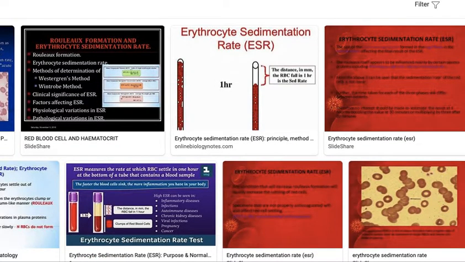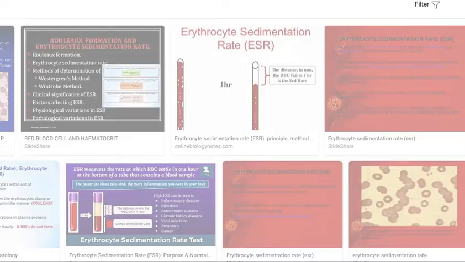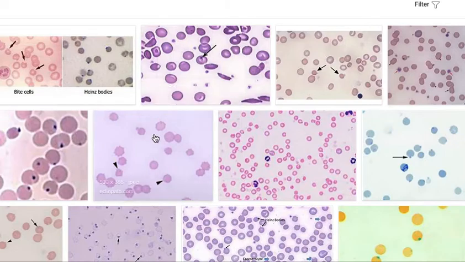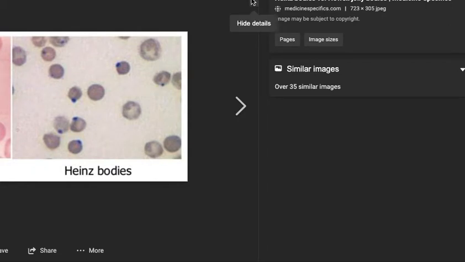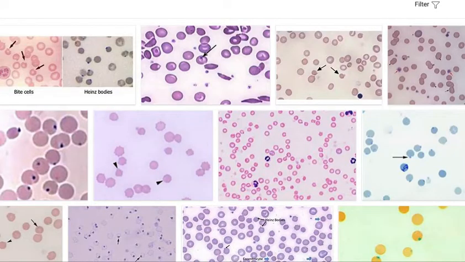Okay. So there is something called Heinz bodies. Yes, this one. You can see Heinz bodies right here. These are the bite cells they are showing. Just see this one, you can see these blue dots, right? Heinz bodies basically appear in an unstable hemoglobin state. These are basically collections of hemoglobin inside the cell. Okay, these are called Heinz bodies.